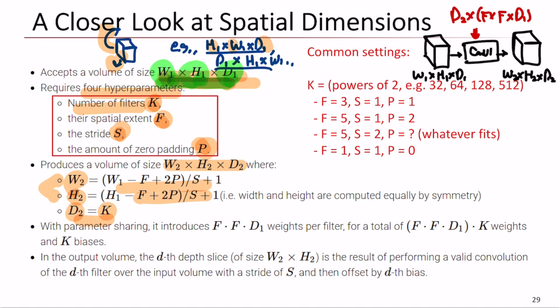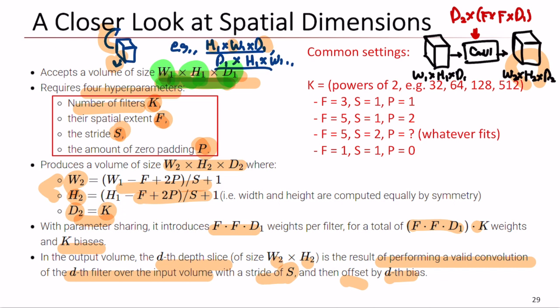With parameter sharing, it introduces F times F times D1 weights per filter. So for a total of F times F times D1 times K weights with K biases. This is the learnable parameter. The output volume, with depth size of W2 times H2, like this, is the result of performing the convolution of the filter over the input volume with stride S, then offset by this bias. That's the definition of the convolution, right?